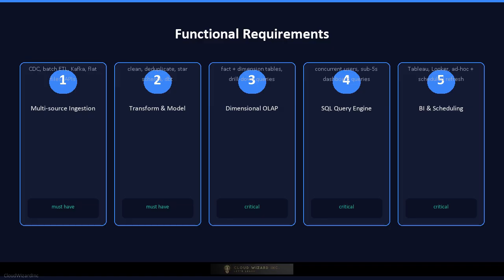Third, it must organize data into a dimensional model, most commonly a star schema with fact tables and dimension tables, supporting efficient multi-dimensional analysis. Fourth, it must support OLAP queries, aggregations, group by operations, time series slices, and drill down across hierarchies, while serving dozens to hundreds of concurrent analytical users. Fifth, it must expose a SQL interface and integrate with BI tools like Tableau, Looker, and Power BI, as well as support scheduled and ad hoc query patterns. These 5 capabilities define what a production data warehouse must deliver.